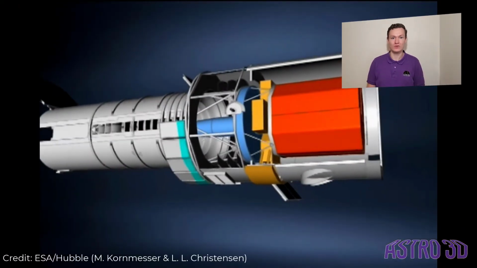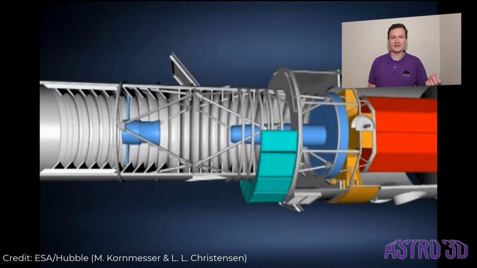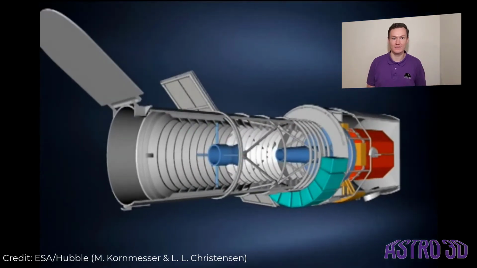If we have a look at the mirror of the Hubble Space Telescope, you'll see that it has 4 struts supporting its secondary mirror. These 4 struts are what cause the 4 diffraction spikes we see in Hubble Space Telescope photos. This explains why stars look like this when they're seen through a telescope. It's because there are 4 struts holding up the secondary mirror.